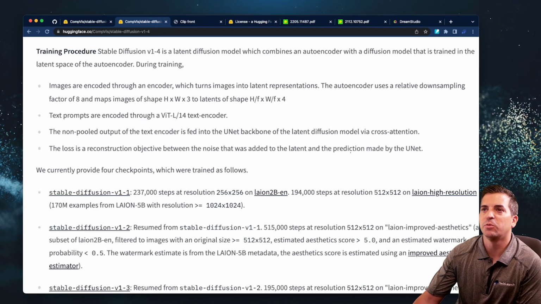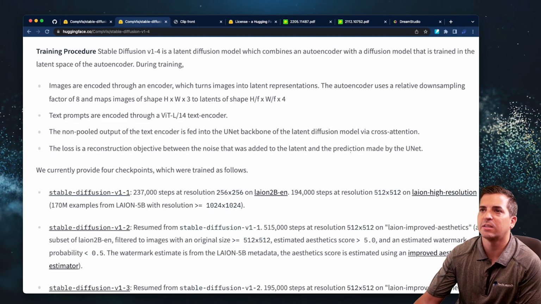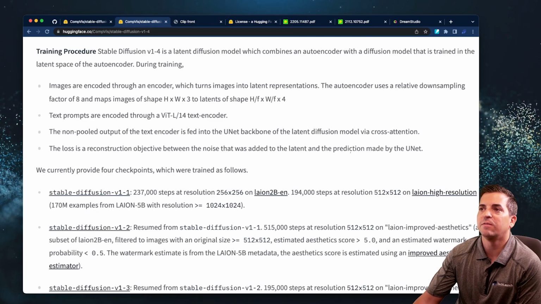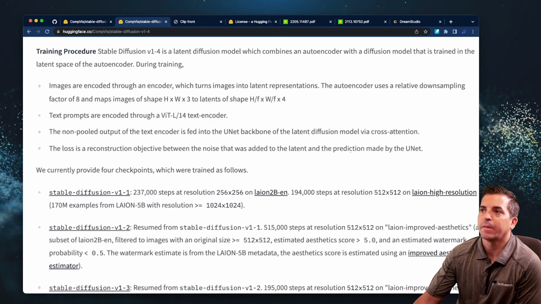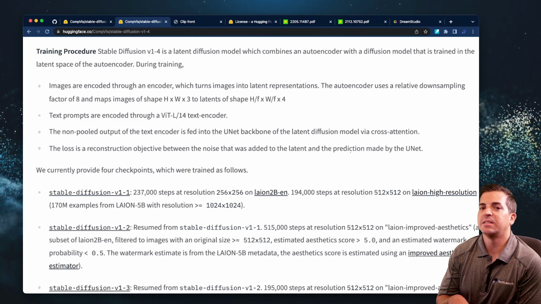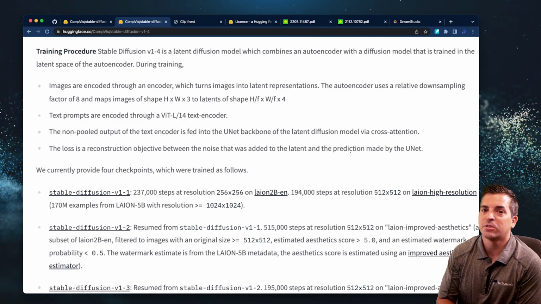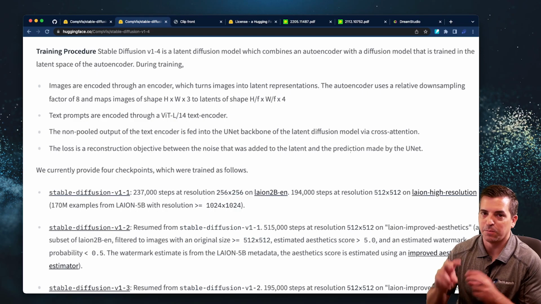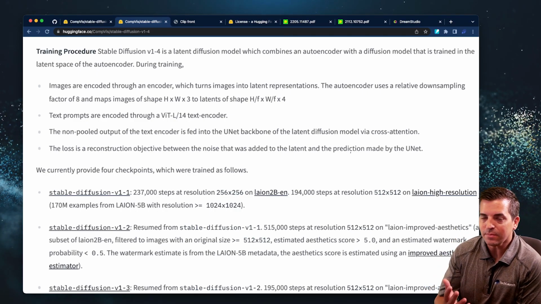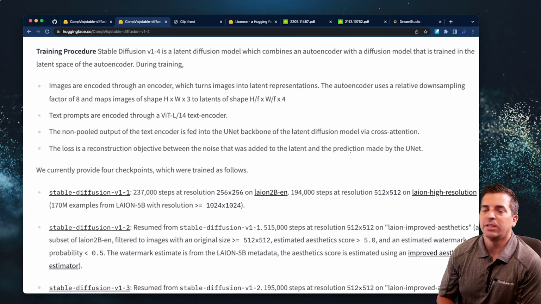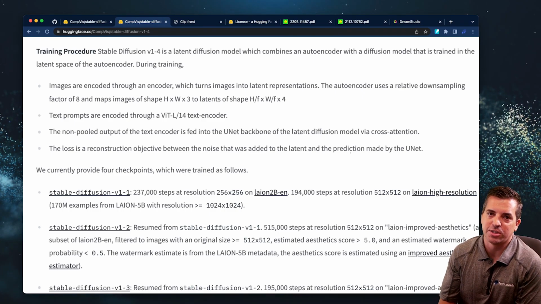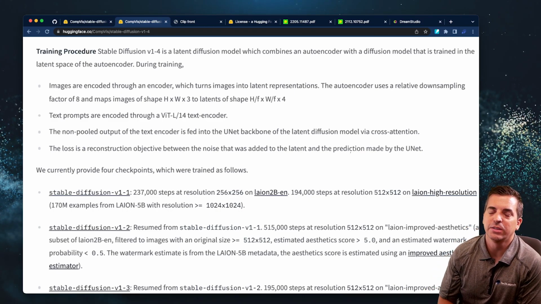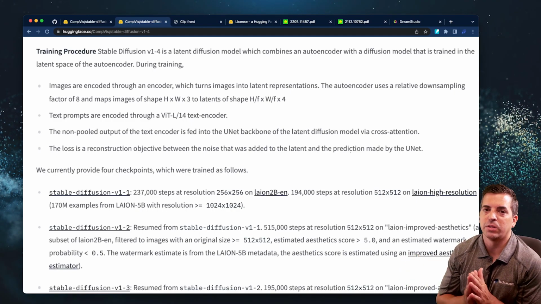Text prompts are encoded through a ViT-L/14 text encoder. The non-pooled output of the text encoder is fed into the UNet backbone of the latent diffusion model via cross attention. If you're not familiar with attention, basically the concept is that you have so much data. If you try to process all of this and literally give it all the same attention, it's not going to be effective. So through different algorithms or logic, you determine a focus of the attention of the model, and you basically eliminate noise within the image.